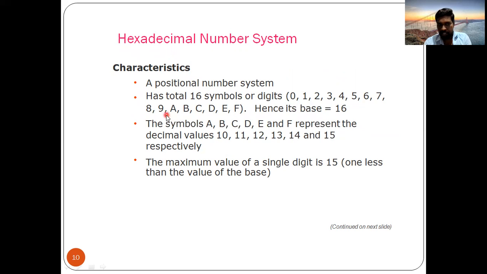Okay, remember the alphabets are nothing but 2-digit numbers. 10 is taken as A, 11 is taken as B, 12 is taken as C, 13 is taken as D, 14 is taken as E, and 15 is F. Okay, very, very important point. In hexadecimal, 2-digit numbers are taken with the alphabets.